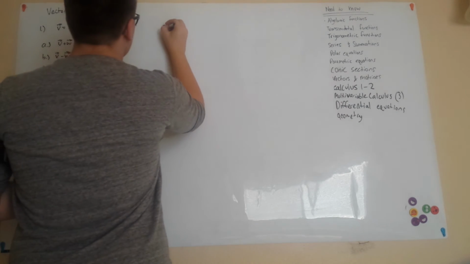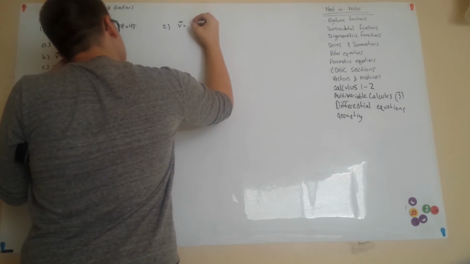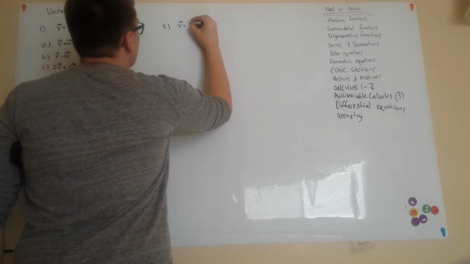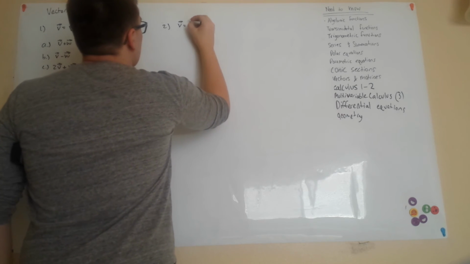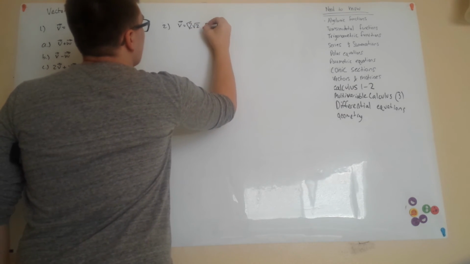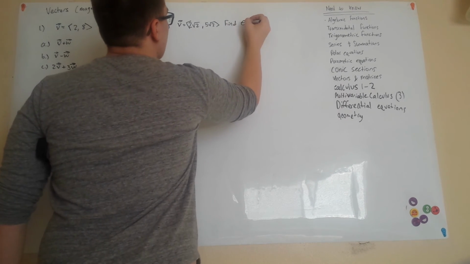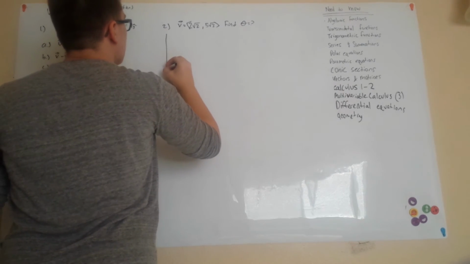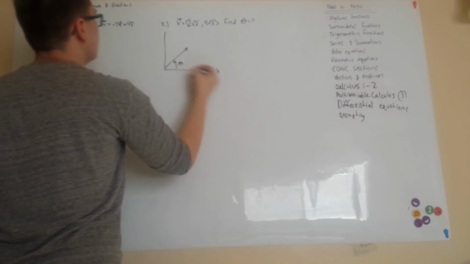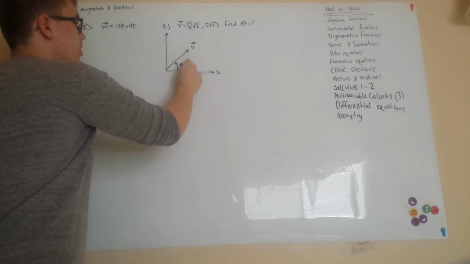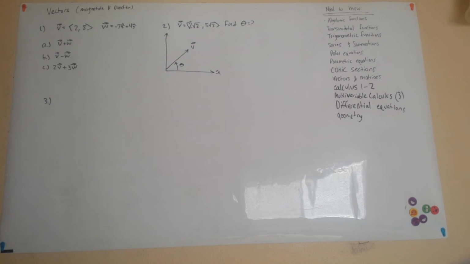The next problem, similar to the other one: if vector v equals (5, 3), find the angle that it makes with the x-axis. That's what I'm trying to say. What is that angle? And number 3, the last one I'm going to give you, is a little bit of a tougher one.